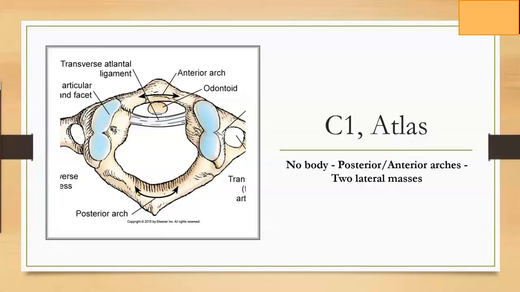Starting off with C1, the atlas. A unique characteristic of C1 is that there is not a body. It is literally a ring. There is a posterior arch, back here, and also an anterior arch. Lateral on either side would be the lateral masses. You can also see the transverse foramina jetting off of the transverse process here. You can see a little bit of the odontoid or the dens process of C2 on the anterior arch of C1.